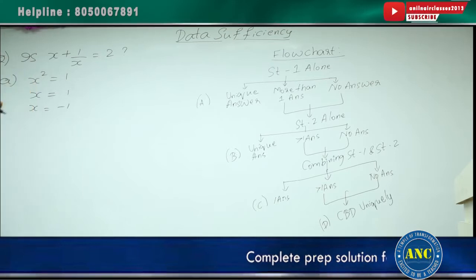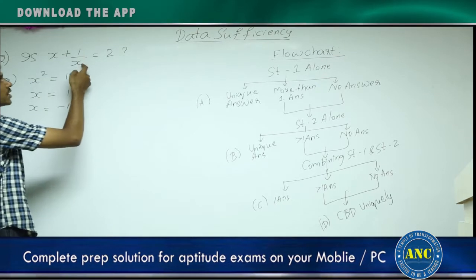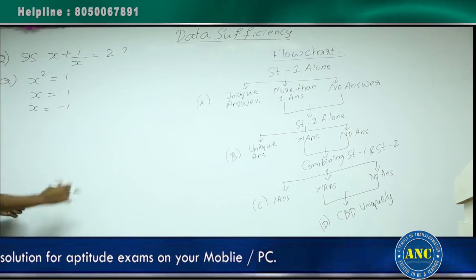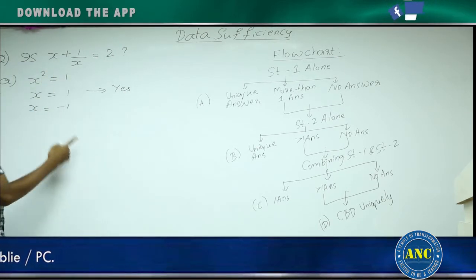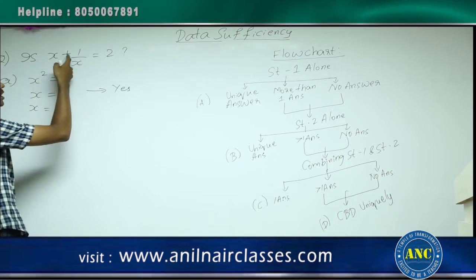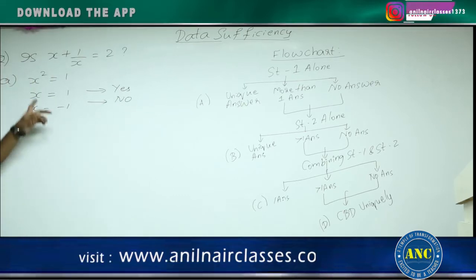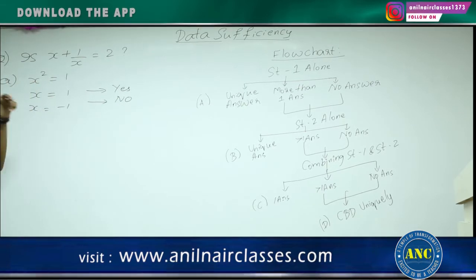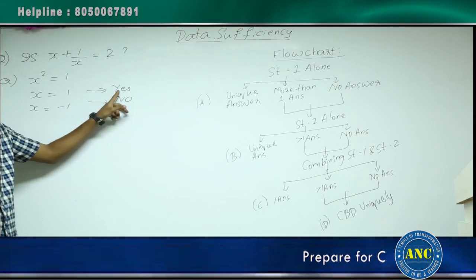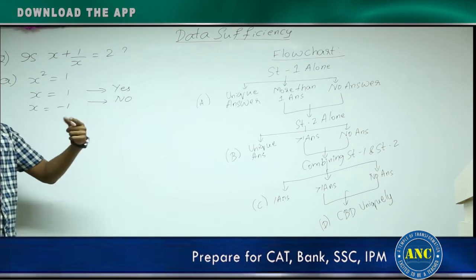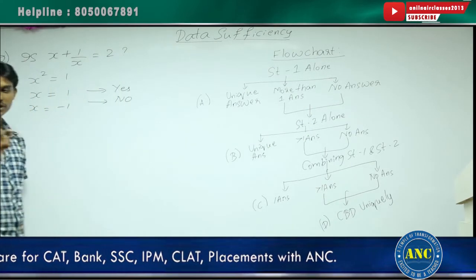Substitute them in the main question and question yourself. If I substitute x equal to 1, is 1 plus 1 by 1 equal to 2? What is the answer? Yes. Similarly, if I substitute x equal to minus 1 in the main question, is minus 1 plus 1 by minus 1 equal to 2? No. That means you are still in the same statement 1, and you are telling yes, and you are also telling no. You are not sticking to the same answer, yes or no. You are changing your answers. When taking statement 1 alone, you are telling more than one answer. Option A cannot be the answer.